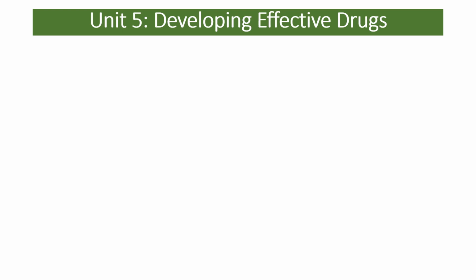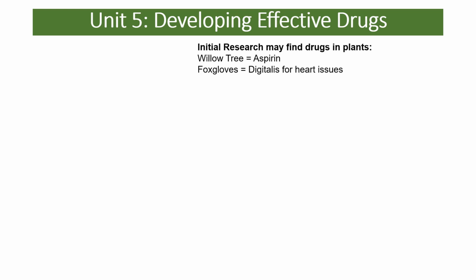So effectively then, drugs are developed using a series of stages. Often initially we look at natural sources to find drugs, and often in plants. Two examples you need to know are that the willow tree was used as the initial product for aspirin, so that's where we developed aspirin. And plants that you might have in your garden, foxgloves, contain a chemical called digitalis, which helps heart disease. So you'd be expected to know what those two plants have produced for us.